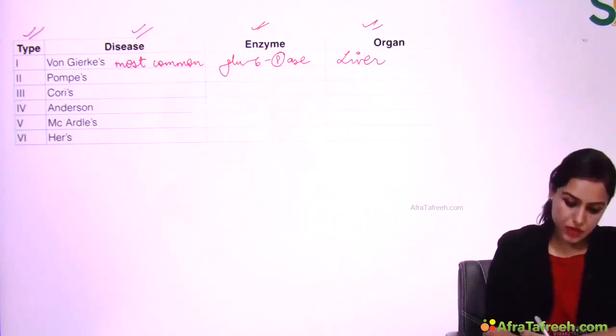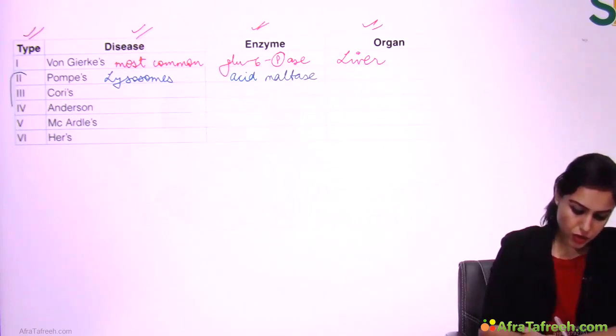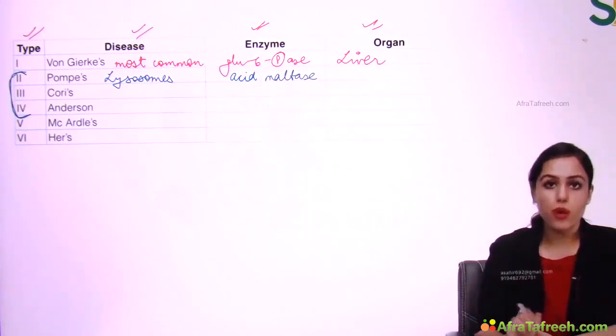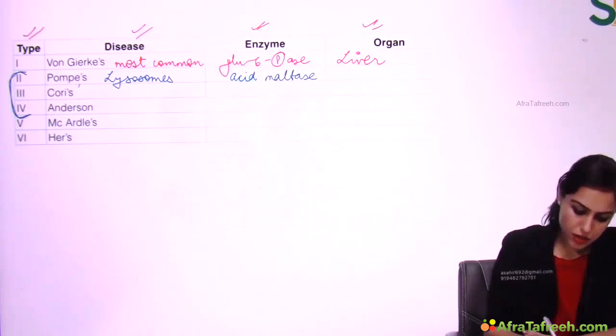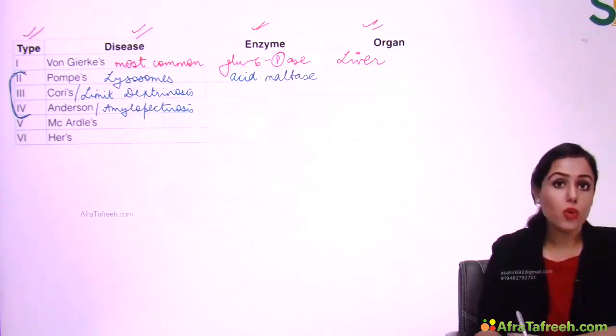Next is Pompe's disease, which affects lysosomes. The enzyme deficient, I told you, is acid maltase. These three glycogen storage diseases, that is type 2, 3 and 4, I'm going to take together. Type 3 is Cori's disease, also known as limit dextrinosis. Type 4 is Andersen disease, also known as amylopectinosis.